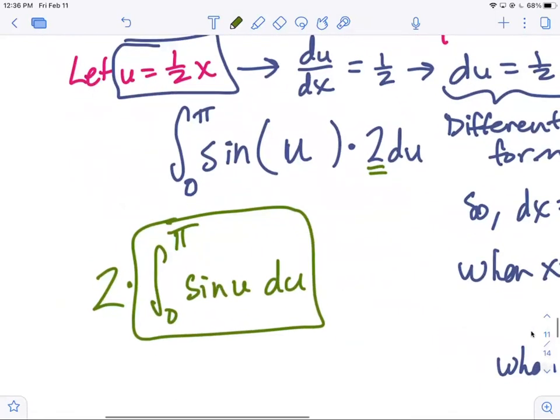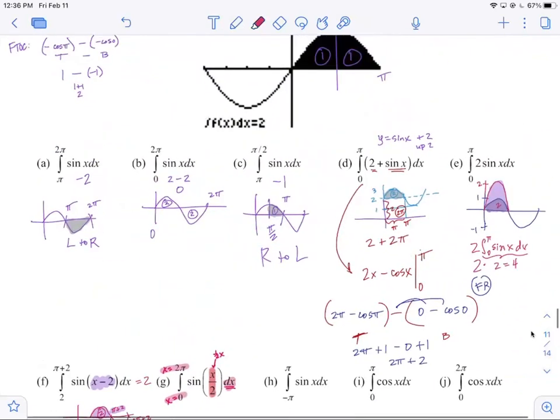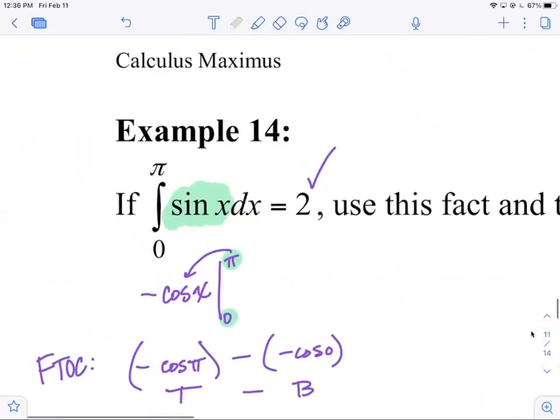At this point, it might as well be sine of p dp, right? Or sine of q dq, Dairy Queen. Or sine of t dt. Or sine of x dx, right? As long as these two variables match, it's the same integral. What is the integral from 0 to pi of sine of variable d variable?